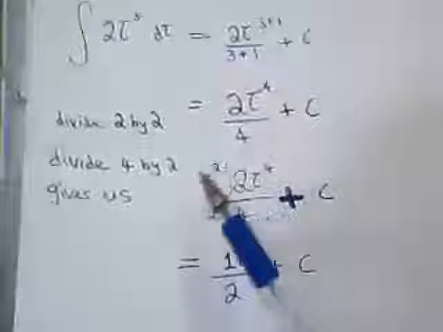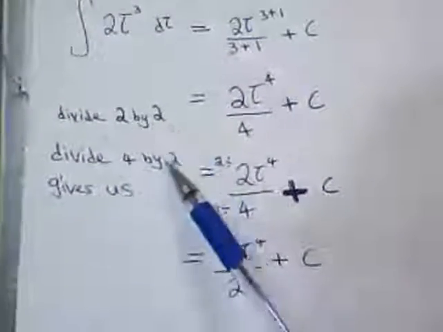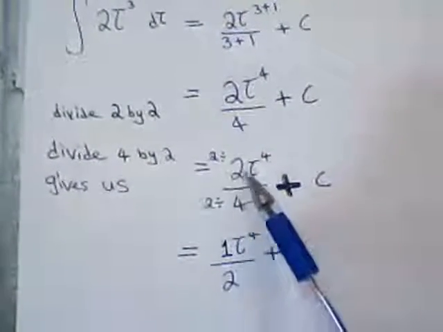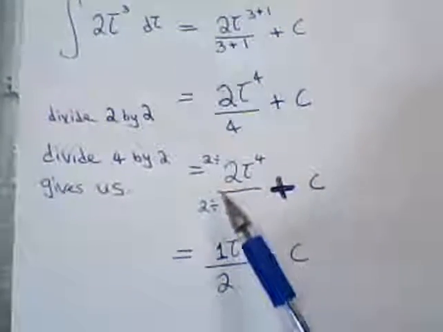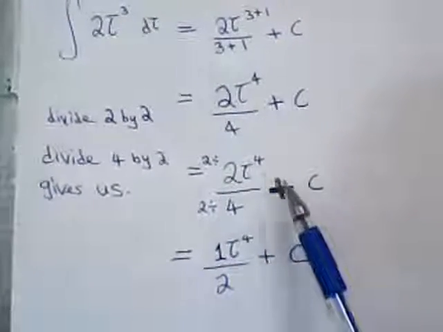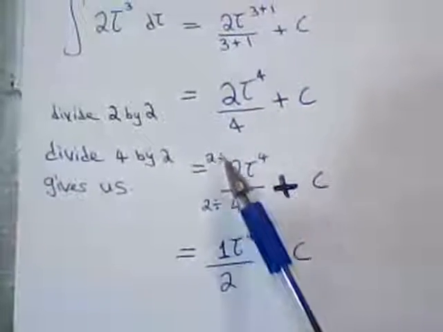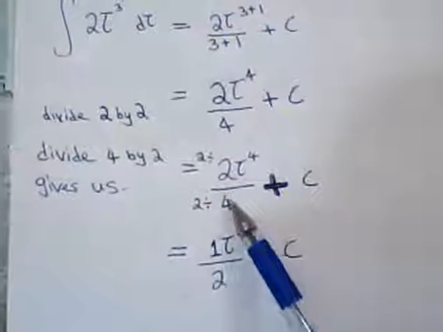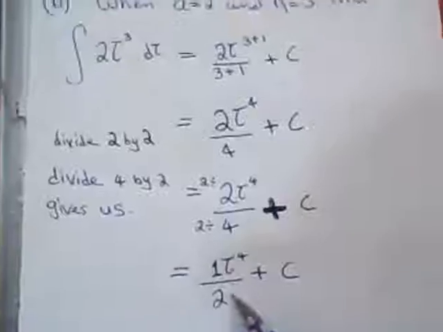Plus c, of course. Now, I'm going to divide by 2. So here, divide 4 by 2. If we divide 2 by 2, it gives us 1, and if we divide 4 by 2, it gives us 2. So here you can see where your values are coming from.